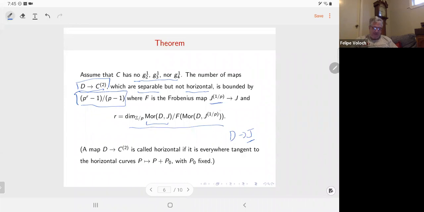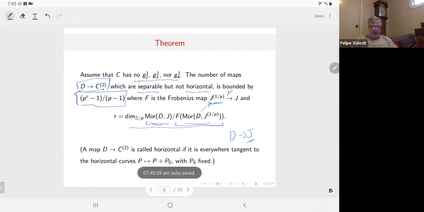And every time you have a map from D to J to the 1 over P, you can compose it with Frobenius and get a map from D to J. This is what I mean. So the morphisms from D to J to the 1 over P can be mapped to a subgroup of the morphisms from D to J. So this quotient here is just this group modulo this subgroup.